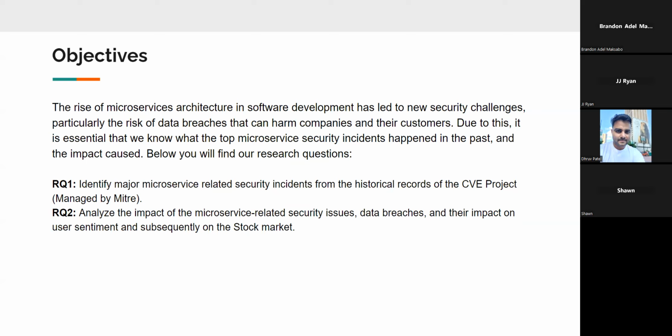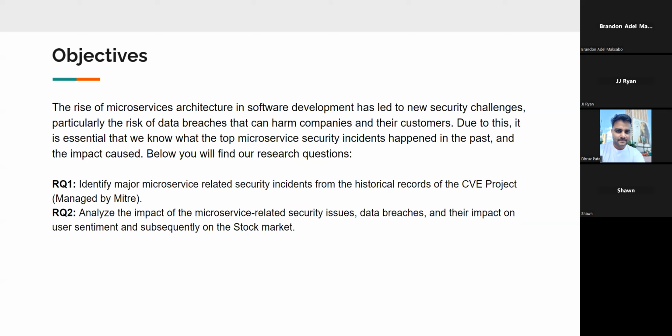1. Identify major microservice-related security incidents from the historical records of the CVE project. And 2. Analyzing the impact of the microservice-related security issues, data breaches, and their impact on user sentiment and subsequently on the stock market.